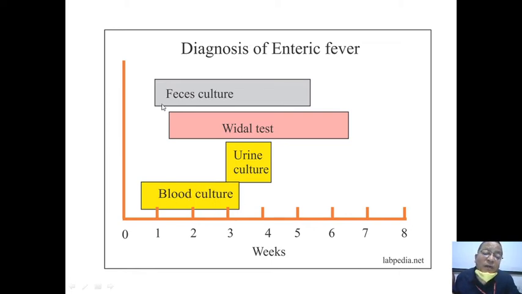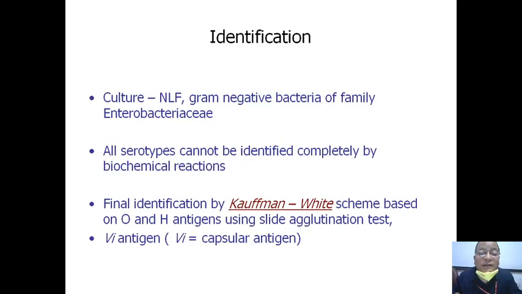The stool can be cultured from the second week onward. Similarly, urine from the third, but for stool and urine the culture sensitivity is a little less. As I told you, Widal is one of the oldest assays, available for almost the last 100 years, looking at the antibody against O and H antigen, as I already mentioned earlier. So what is the test like?